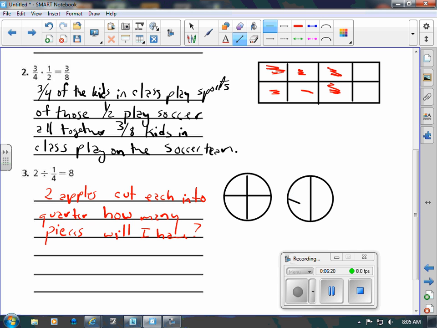Okay, so those are picture representations to represent story problems. When you guys come to class, you're going to write your own story problems. We'll see you then.